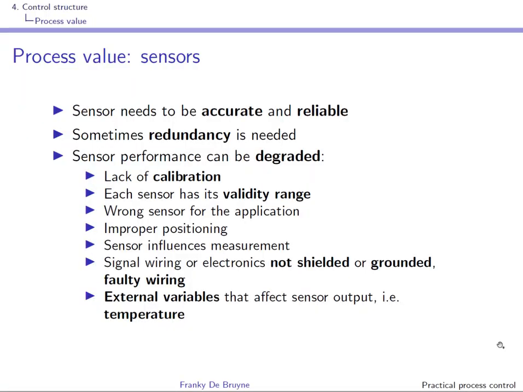As mentioned before, problems in control loops are often linked to actuator problems, sensor problems, and control structure problems. And therefore, before looking at the optimization of the PID controller, you should solve these problems first. This means also that you'll have to check if the measurement is accurate and reliable. The sensor performance can be degraded for a number of reasons. The main reasons are lack of calibration, use of the sensor outside its validity range, unshielded and faulty wiring, and external variables, very often temperature, that affect the sensor output.